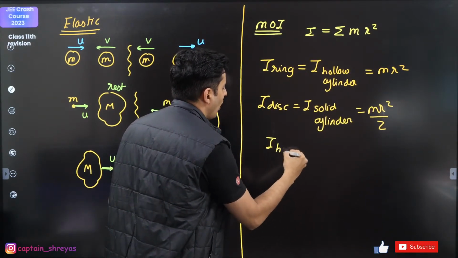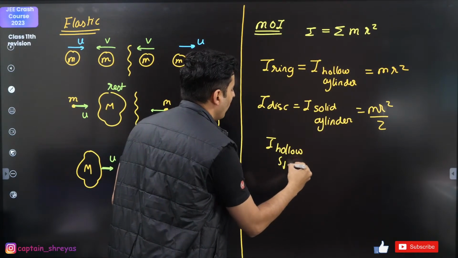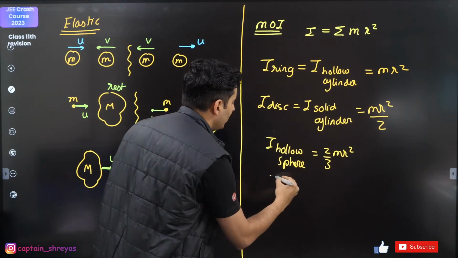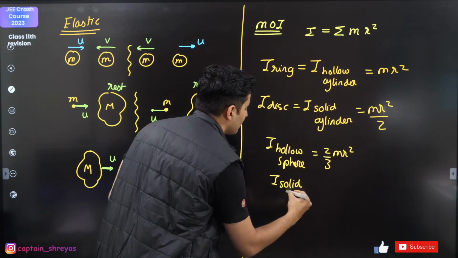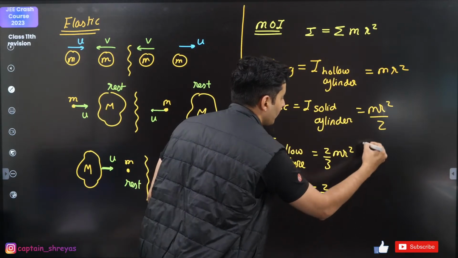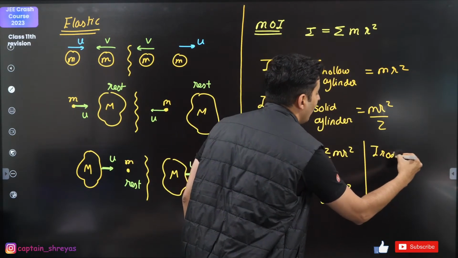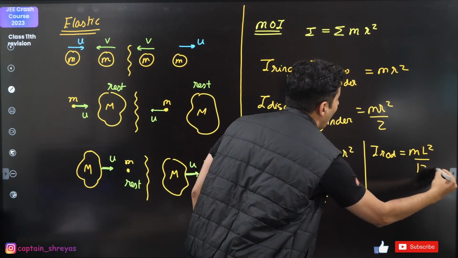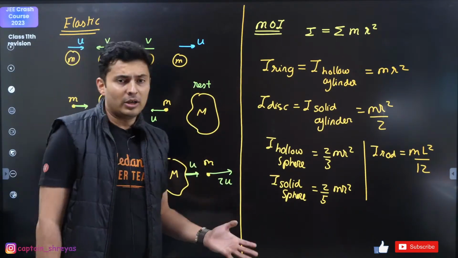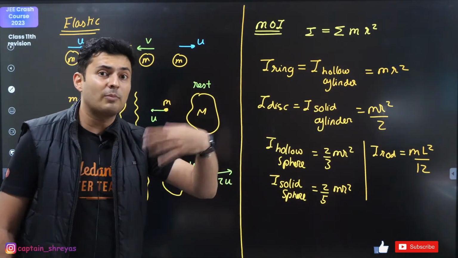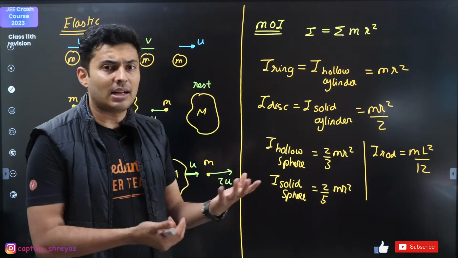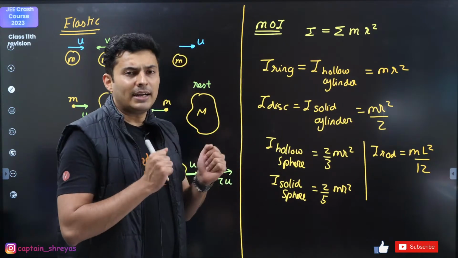Moment of inertia of a hollow sphere is nothing but 2 by 3 mr square. Moment of inertia of a solid sphere is nothing but 2 by 5 mr square. Moment of inertia of a rod is ml square divided by 12. Right? These are the main important formulas for moment of inertia, and the two important theorems or properties which help you shift the axis and find the moment of inertia about a new axis are the parallel and perpendicular axis theorem.